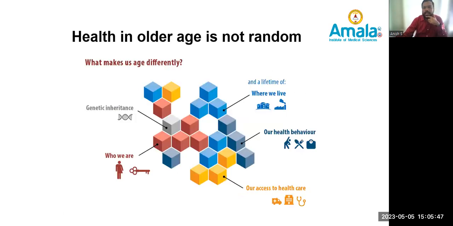And health in older age is not random. Every 70-year-old is not the same. The level of performance, the functional status of one person is different from the other. So it's a heterogeneous group. So what makes us age differently? It's a genetic inheritance, who we are, and a lifetime of where we live, our health behaviors, our exercise patterns, the food we take, the dietary pattern, the stress levels, our access to healthcare, our financial background, our affordability of healthcare. So there are a lot of social, financial and health-related factors that determine our health in old age.